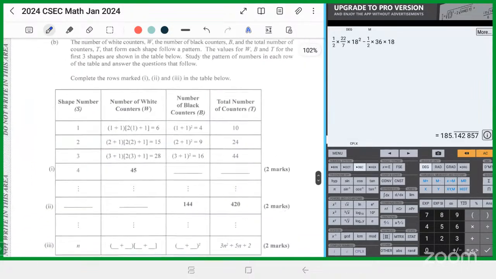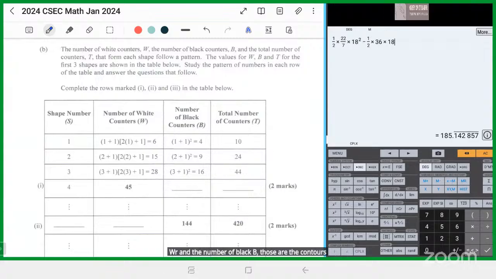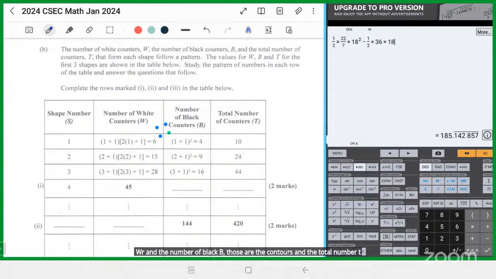Next question. It says the number of white, W, and the number of black, B, those are the counters, and the total number T that form each shape follow a pattern. So the values of W, B, and T for the first 3 shapes are shown in the table below. Study the pattern of numbers in each row of the table and answer the questions that follow.